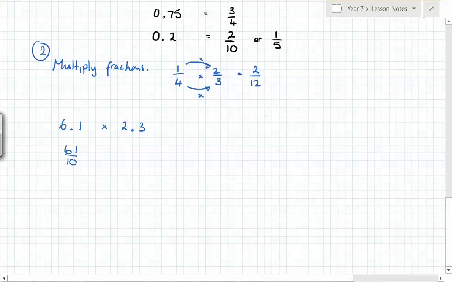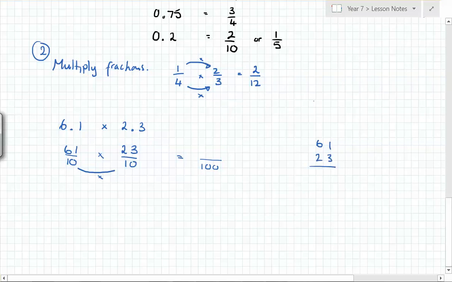61 over 10, because 61 divided by 10 is 6.1. So if 6.1 is 61 over 10, what is 2.3? 23 over 10. Now we multiply our fractions. So we multiply and we get 1,403 over 100, but we still have to actually do 61 times 23 using our column method.